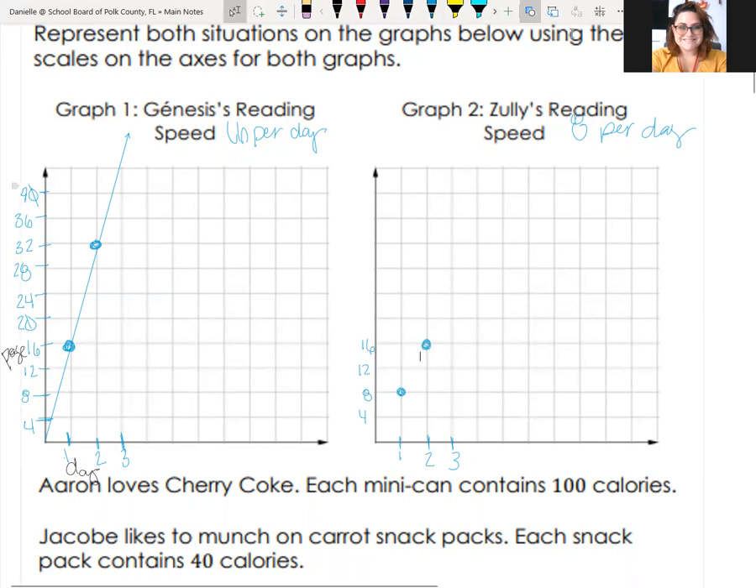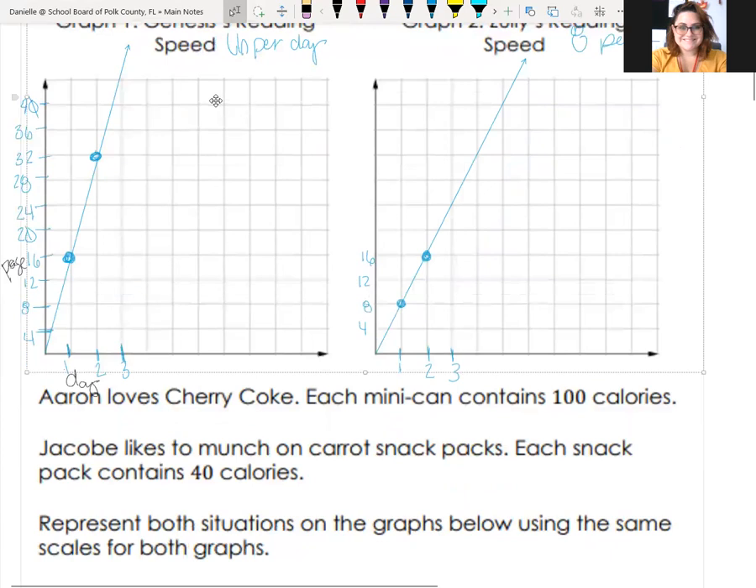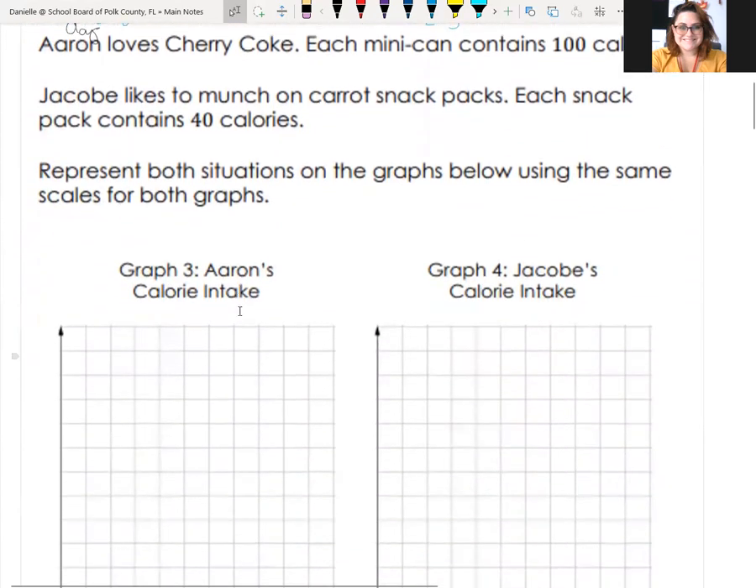And again, all we really need is 2 dots to make a line, 2 or 3. And we know we started at 0. Her graph would look like this. And we can see, one, it's pretty obvious, 16 pages is a lot more than 8 pages. But as well, now we can have a visual representation. The steeper the line, the quicker you're going, which means the bigger number. So let's move on to the next one.